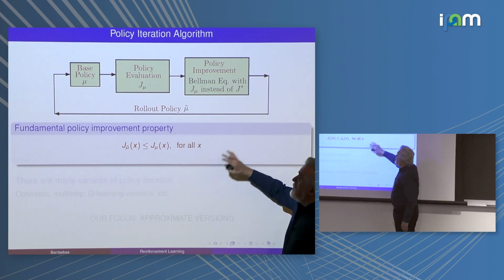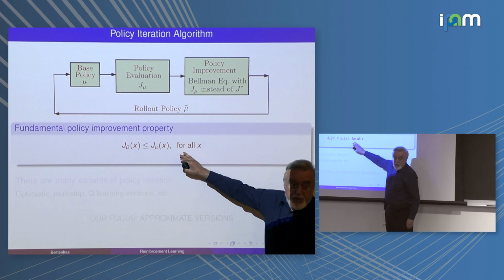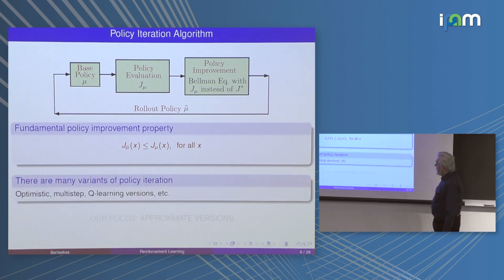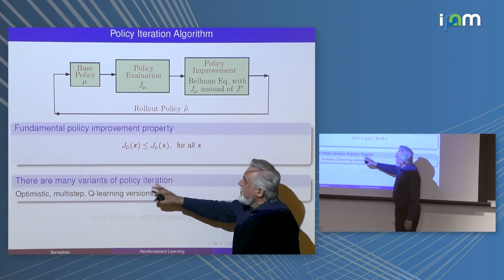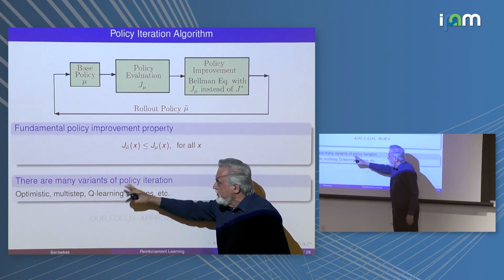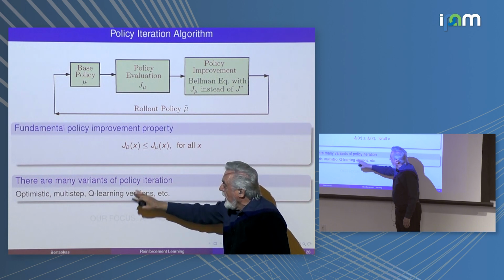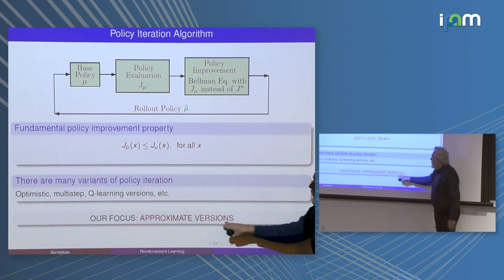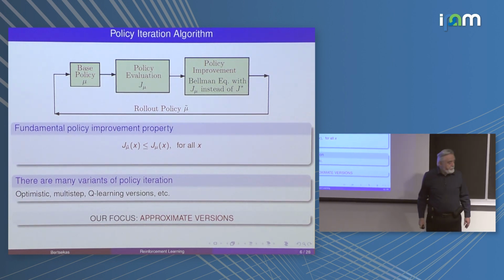Now, for the exact version of the problem, you have this property holding everywhere, for all x. Now, there are many variants of policy iteration. Optimistic, where the policy evaluation has errors. Multi-step, where instead of one-step look-ahead, we use multi-step look-ahead. You may operate with Q-factors and so on. Our focus is going to be on approximate versions.